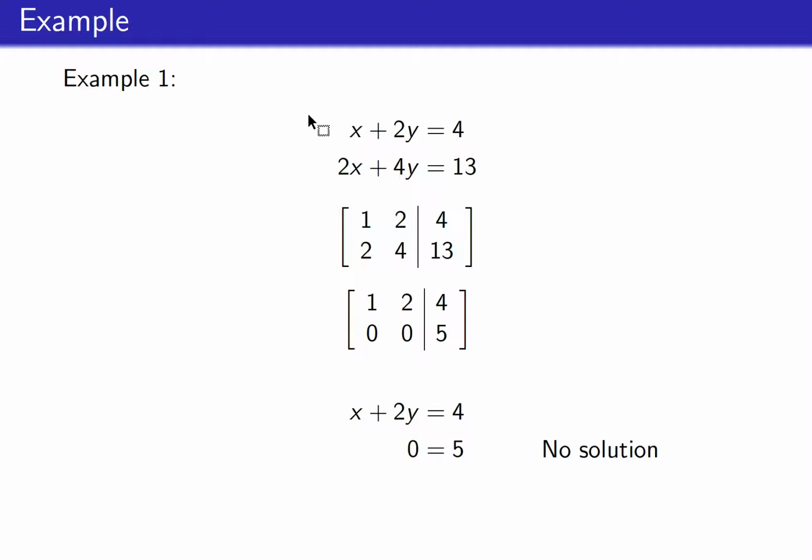Therefore, from this, there are no solutions here. Because remember, these operations don't change the set of solutions. So as soon as I see this 0 equals 5, the way I see this is there'll be zeros over here, and then something that's not 0 over here. I know there are no solutions.